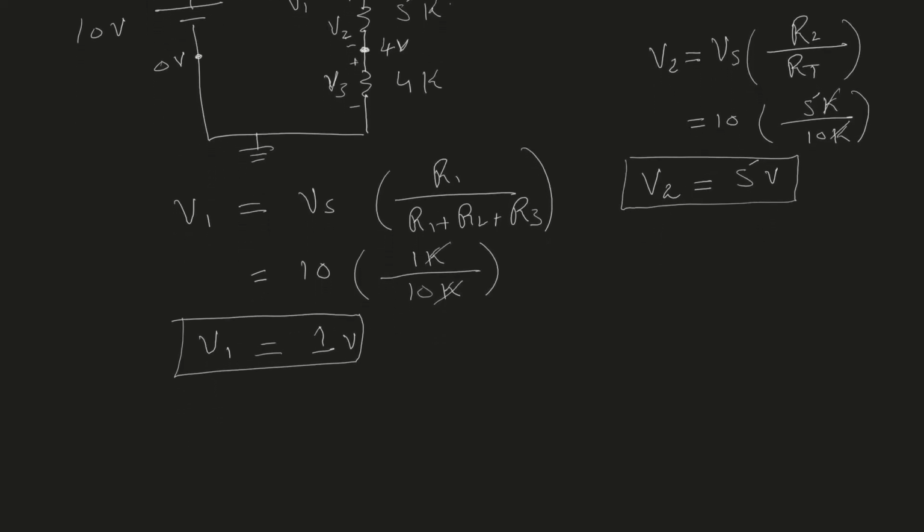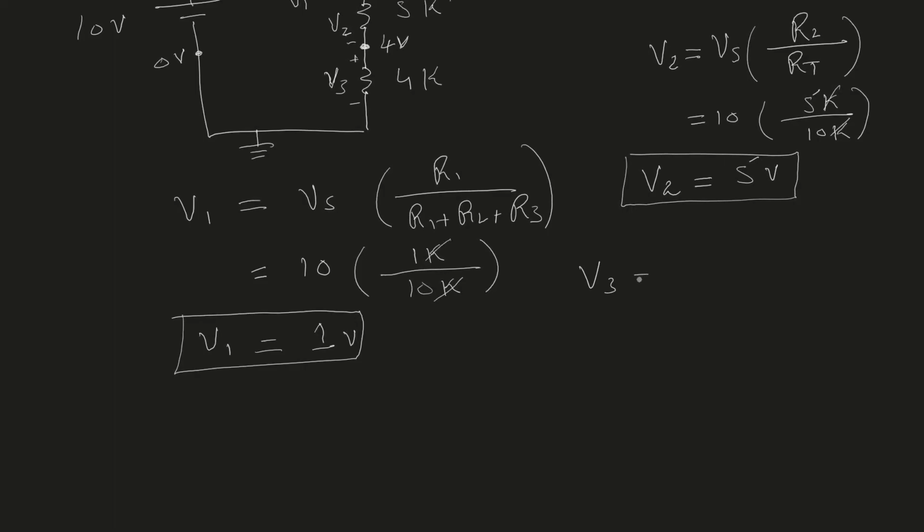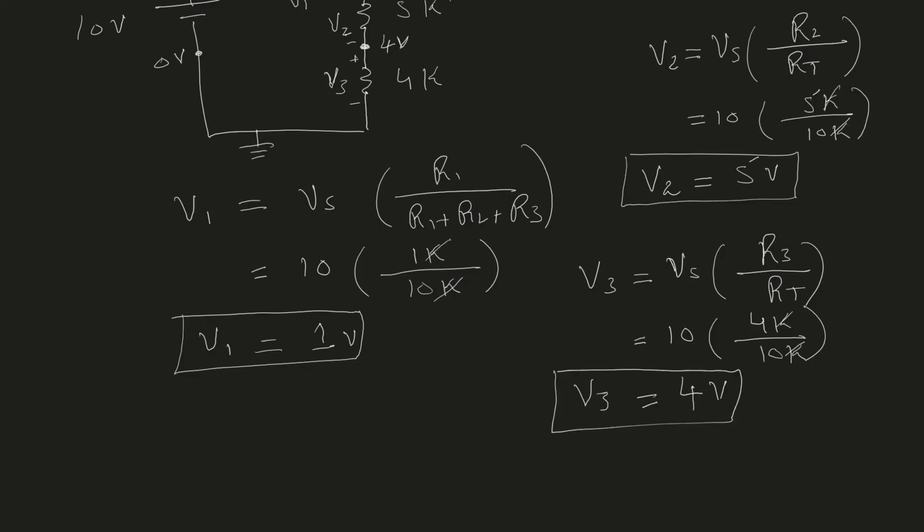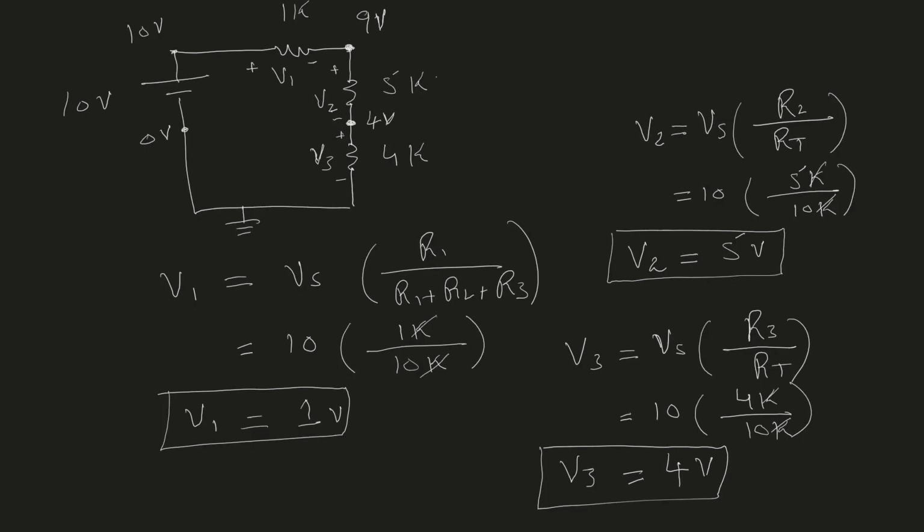But just to confirm, we will use VDR to find V3, which will be equal to the source voltage times R3 divided by R total. Source is 10, R3 is 4K, and R total is 10K, which will give us 4 volts. As expected, V3 should have been 4 volts, and it is 4 volts. So this is the application of VDR. You can use it if there are 2 or more resistors in series, and we can find the voltage quickly without actually calculating the current. So it's a simple formula. If you can remember it, good. Otherwise, you can always go to Ohm's law and solve it that way.